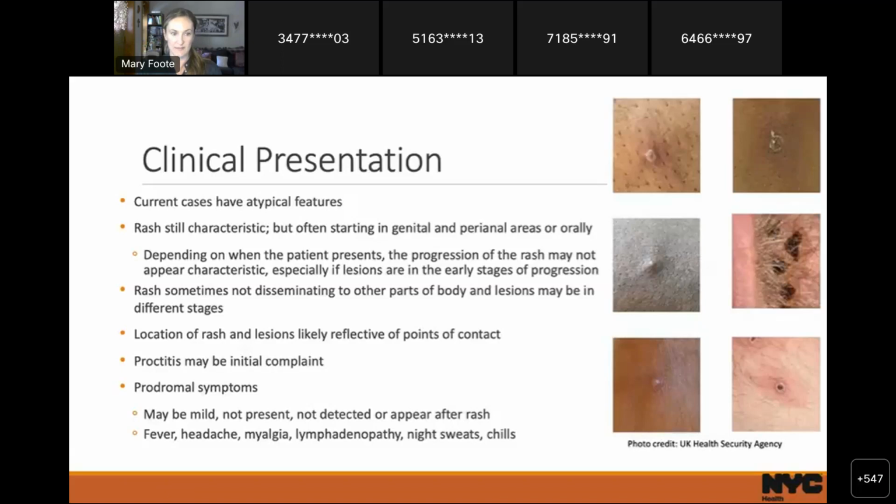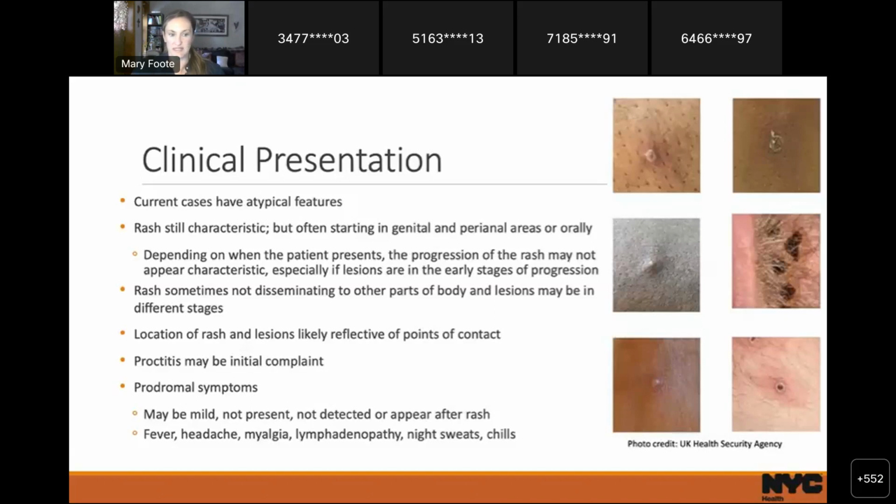Rashes, in this outbreak, are sometimes not disseminating to other parts of the body like they classically would. And as opposed to traditionally, where lesions tend to be in the same phase of development throughout the body, we are seeing that lesions with this outbreak may be presenting in different stages of development, which is something that we're learning about more and more. And we believe, of course, that the location of the rash and lesions in this outbreak are reflective of the initial points of contact or points of exposure.